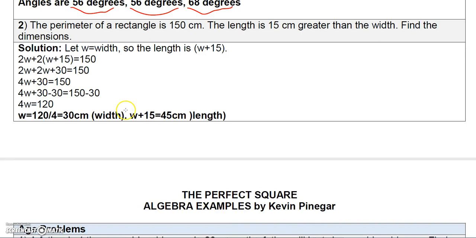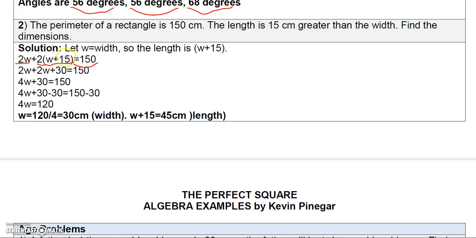The next one says the perimeter of a rectangle is 150 centimeters, and the length is 15 centimeters greater than the width. Find the dimensions. So I'm going to let w be the width. Then since the length is 15 centimeters more, the length is going to be w plus 15. Now the formula for the perimeter of a rectangle is twice the width plus twice the length. And so the left-hand side is the formula for the perimeter, and we're given that the perimeter is 150. So the left-hand side should equal 150.